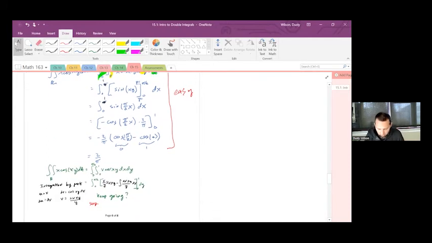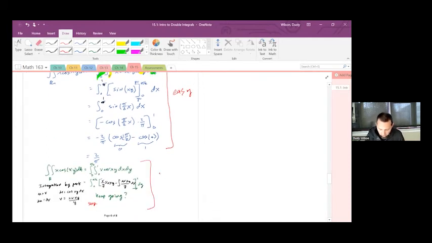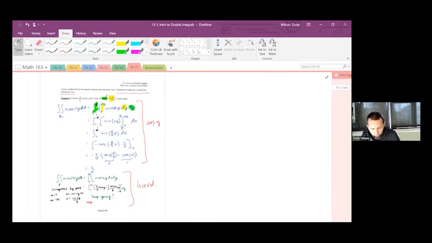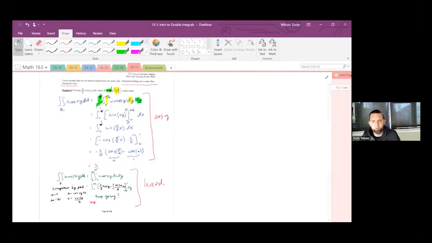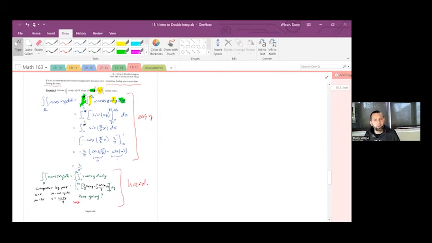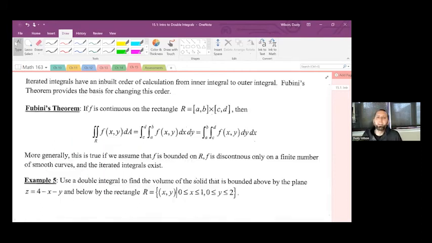And the second one was pretty hard. Could it work? Yeah, it could work if we're willing to work hard enough at it. But the point isn't to prove how good we are at integrals. The point of this particular example was to say, if you're given a choice, recognize that sometimes one order of integration is substantially easier than the other order of integration. Iterated integrals have an inbuilt order of calculation from inner integral to outer integral.